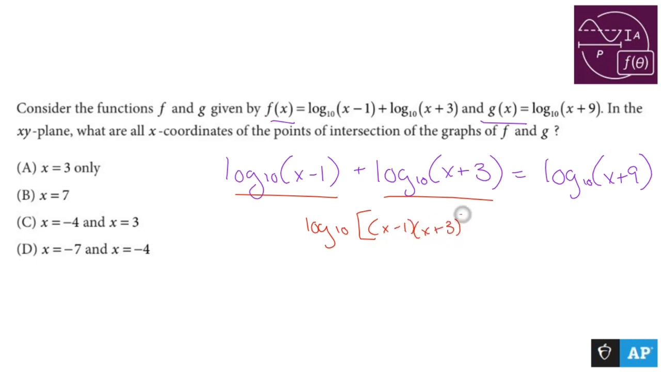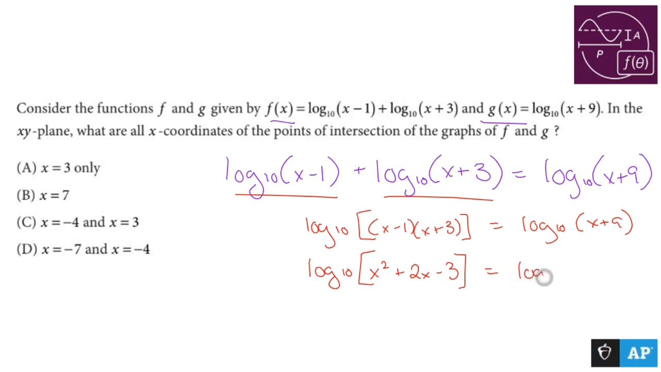And you might be looking at that and saying, I bet I can FOIL that. And if that's what you're thinking, you're right. So let me finish writing all of this out. Let's do a quick version of foiling. X times x, x squared. X times 3 is positive 3x, minus 1x is positive 2x, minus 3, close the bracket, equals log base 10 of (x plus 9).